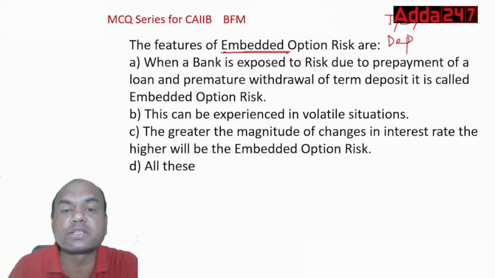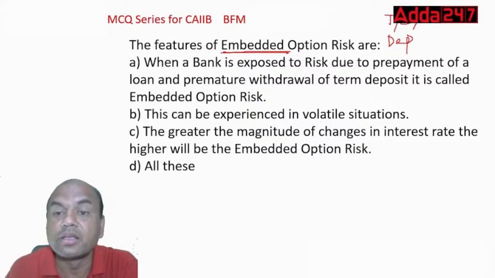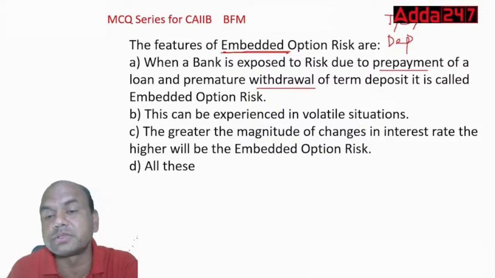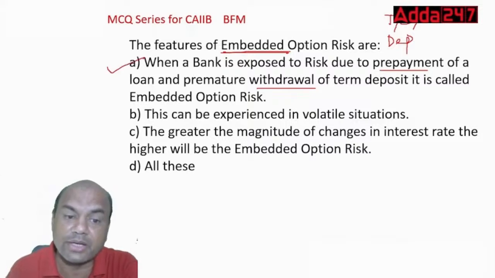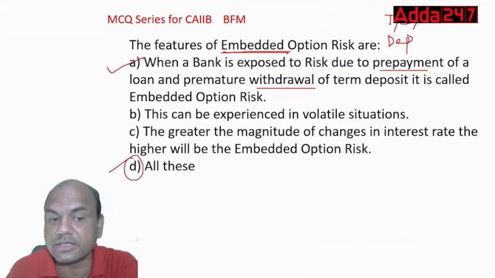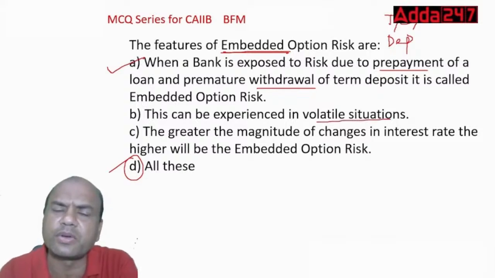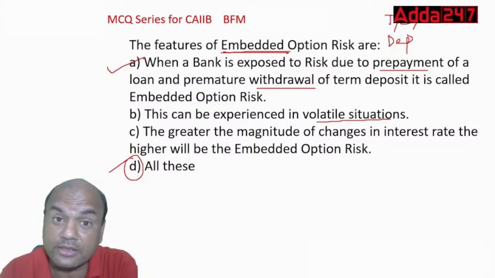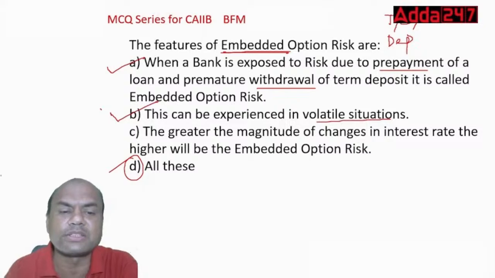So which are the features of embedded option risk? When the bank is exposed to risk due to prepayment of loan or premature withdrawal of term deposit, it is called embedded option risk. Just now I told you, same, right? So A is the answer, but there's an option of all of these also. Check this now. This can be experienced in volatile situations. Volatile means too much changing rate of interest. This generally happens in volatile situations. So B is also the answer. So obviously now D will be the answer.